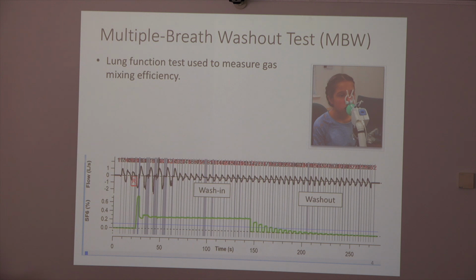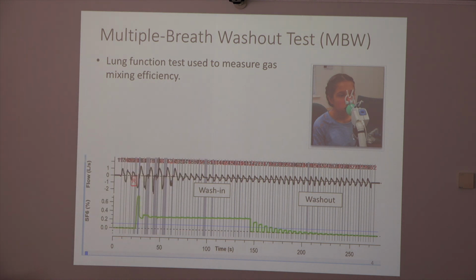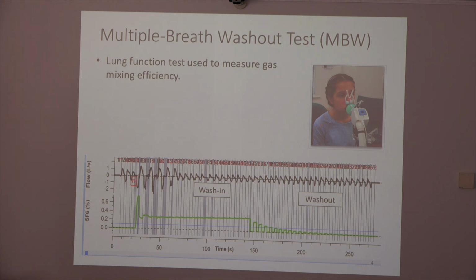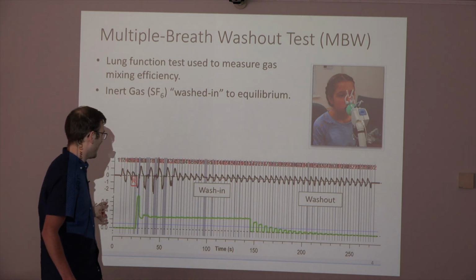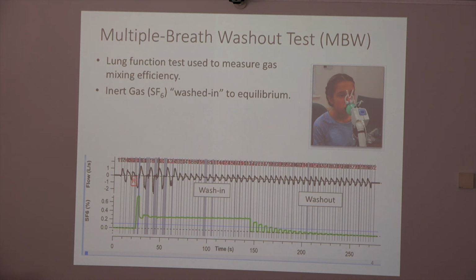So an overview of the test: you have some mouthpiece that the subject breathes through, and you start with it connected to some bag of air with a small concentration of whatever your test gas is. In this case, it's SF6. And you wash in, breathing in and out from that bag until your lung is at the same concentration as the bag. So you can be fairly confident you've got a roughly homogeneous distribution of this gas in your lung.